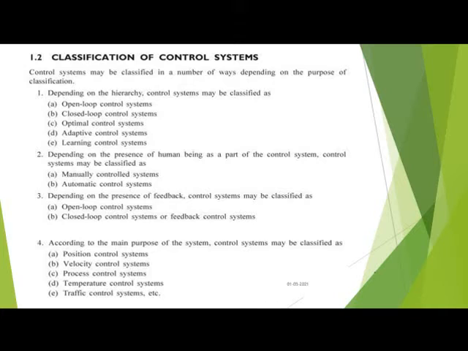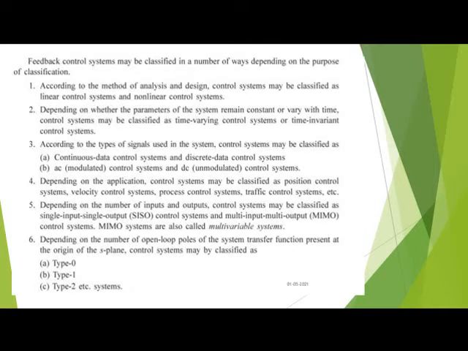The third one is depending on the presence of feedback: the control system may be classified as open loop control system or closed loop control system, also called feedback control system. Next, the fourth one, according to the main purpose of the system, the control system can be classified as position control system, velocity control system, process control system, temperature control system, traffic control system. These are all different types of classification.